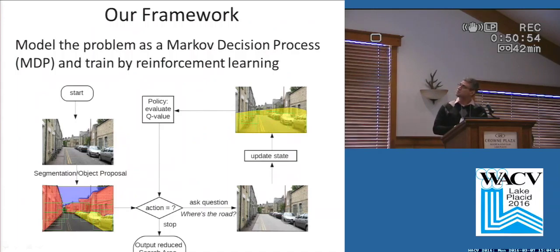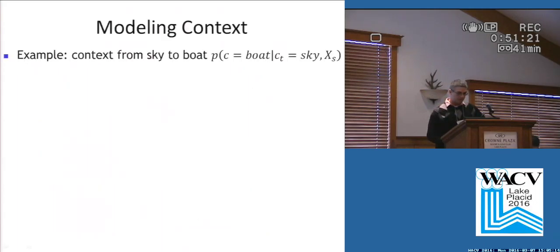So the framework models the problem as a Markov decision process, where we train a policy by reinforcement learning to decide what is the best action to take given what we have asked and what answers we have received at any point in time. We could either ask more questions, we can decide to stop and run the detector, or we can reject the image and say there are no cars at all in this image.